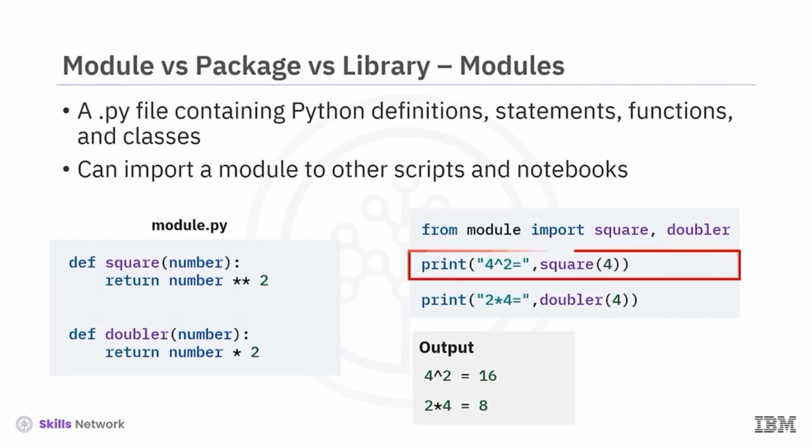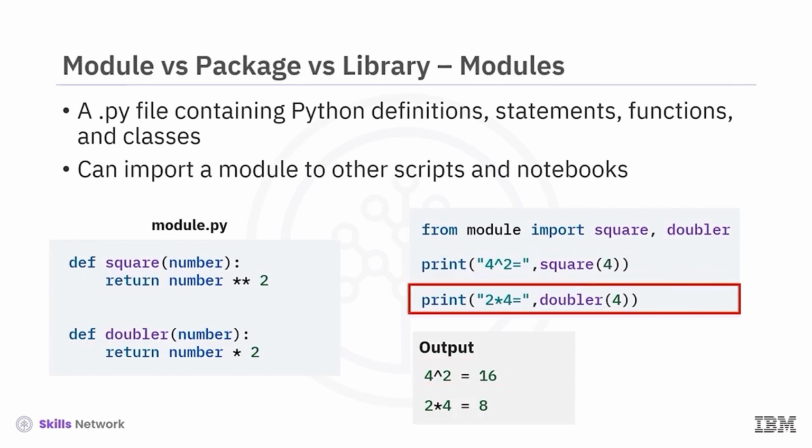module. Let's consider using the square function with print command, 4**2 is square(4). The output is displayed as 4**2 equals 16. Similarly, for the print doubler function with value 4, the output is 2*4 equals 8.